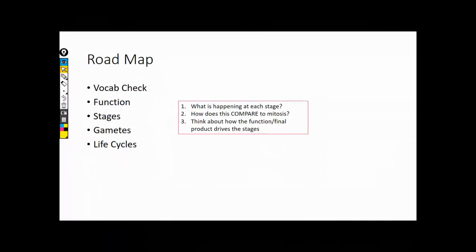Okay, so like before, when we were going through mitosis, we're going to start with pretty much the same stuff. We're going to go through important vocabulary, which again is largely going to be familiar to you. We want to focus on the function of meiosis.